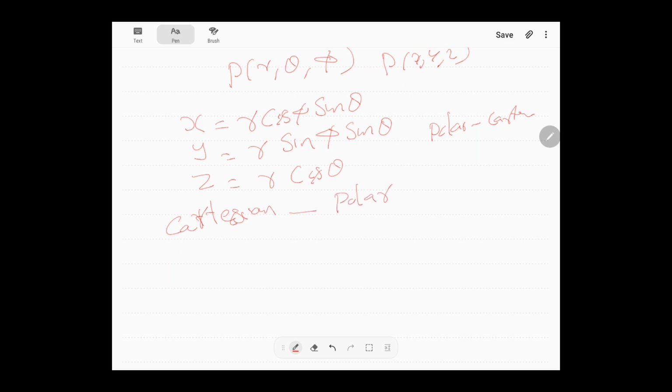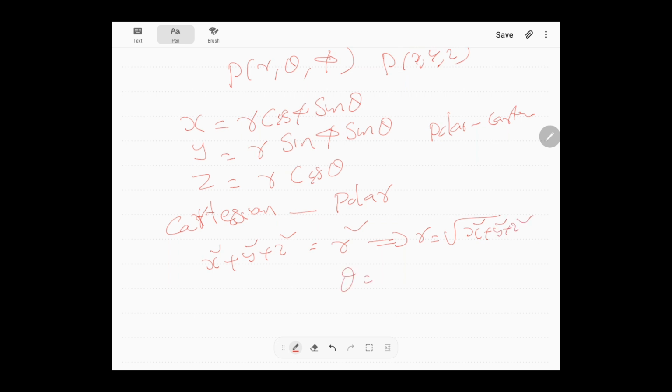It means if Cartesian coordinates are given, how to find out the polar coordinates. Now you square all the three and add them. x square plus y square plus z square is, if I square these two, r square sin square theta is common, cos square phi plus sin square phi is 1. And if I square this and add, r square can be taken common, cos square theta plus sin square theta is 1. x square plus y square plus z square is r square. That means r is root over x square plus y square plus z square.